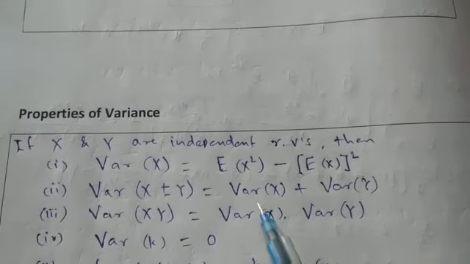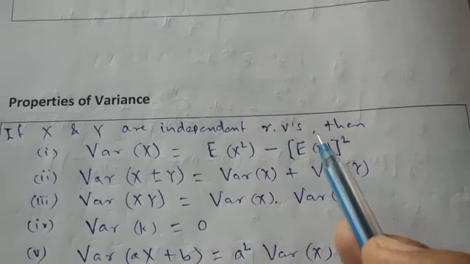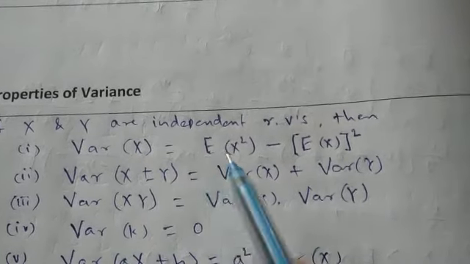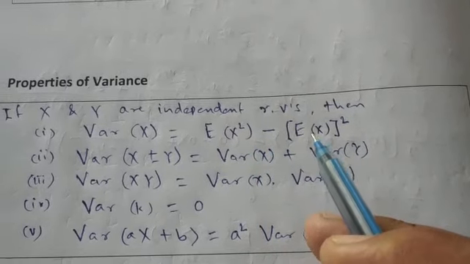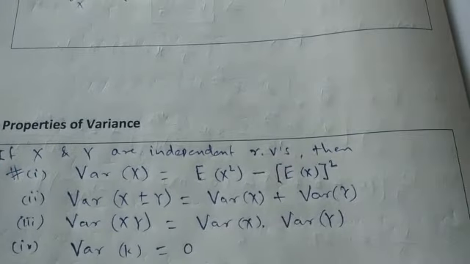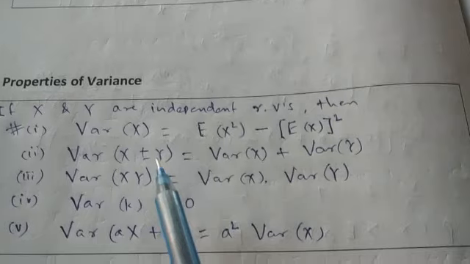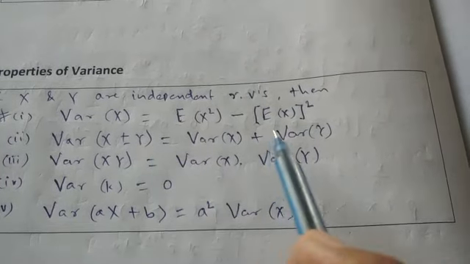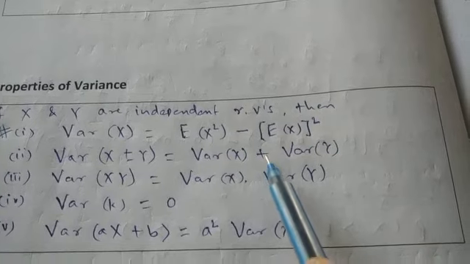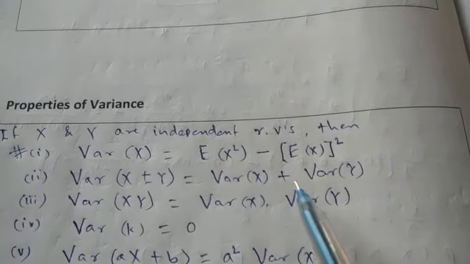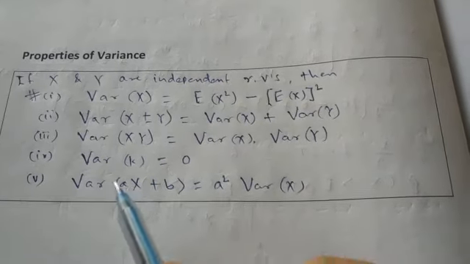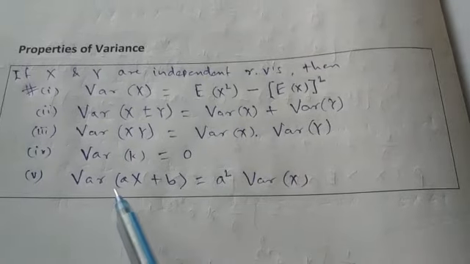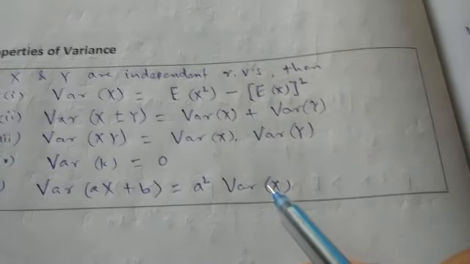Now, some properties of variance. If x and y are independent random variables, then the first property: variance of x equals expectation of x square minus expectation of x whole square. We are going to use this property in solving our examples, so this is an important property for us. Second, variance of x plus minus y equals variance of x plus variance of y. Remember this difference: plus minus, but only plus is there. Variance of xy is variance of x into variance of y. Variance of a constant is 0, and variance of ax plus b equals a square into variance of x.